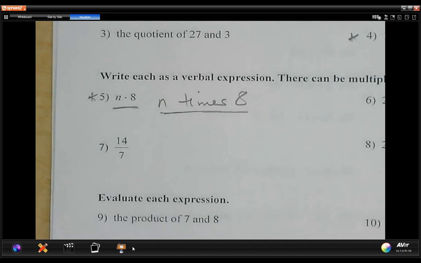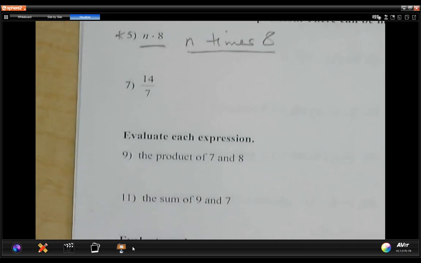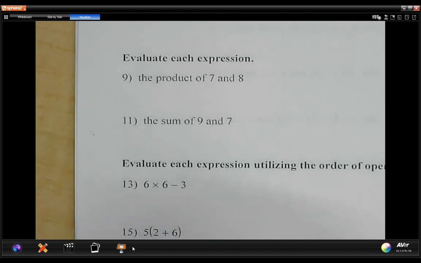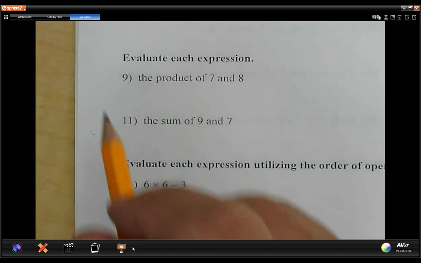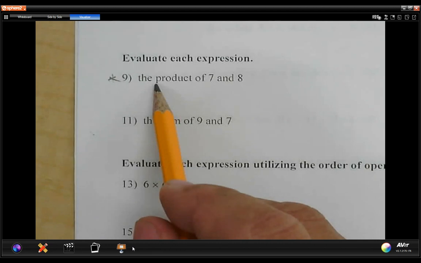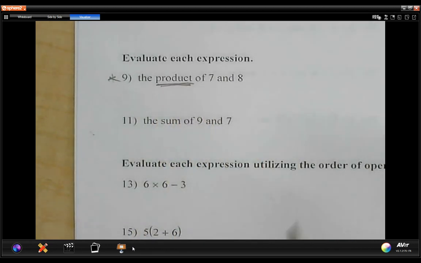I don't want to spend a lot of time on those. Here, you're being asked to evaluate each expression. So as long as you know what kind of operation that you're dealing with, then you're going to be fine. Here it says the product of 7 and 8. So we should know by now that a product is a multiplication problem.